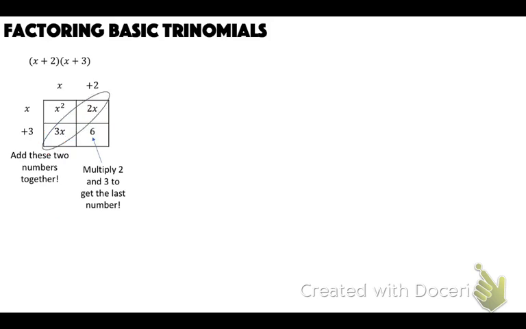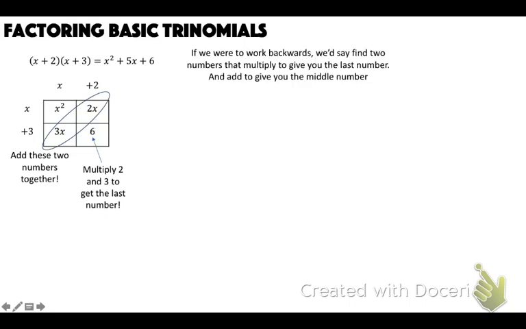So here, that's what that equals. So if we work backwards to do this, we'd say find two numbers that multiply to give you the last number, and then add to give you the middle number. And let's do an example of that. So 2 times 3 is 6, 2 plus 3 is 5.